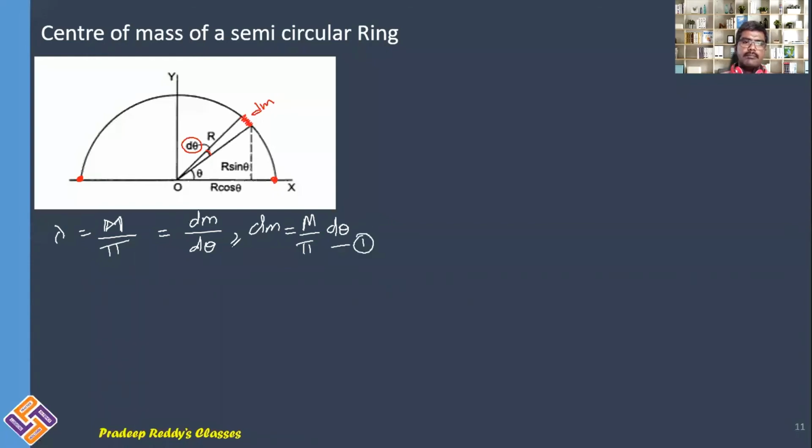We have calculated dm. Now as this mass is distributed in the xy plane, you will get xcm, which is integration dm, and the dm is situated along the x-axis, and that length is this.